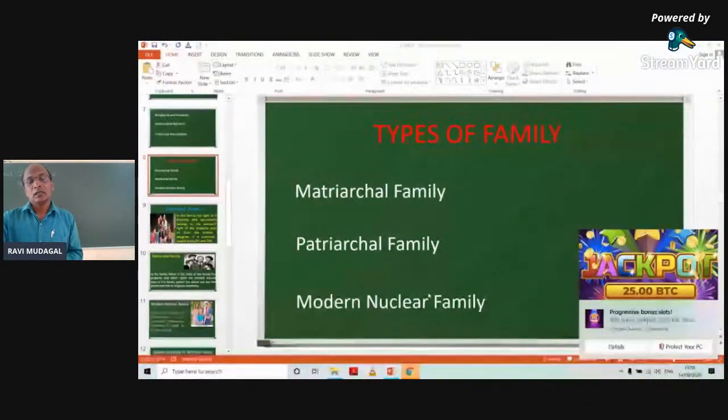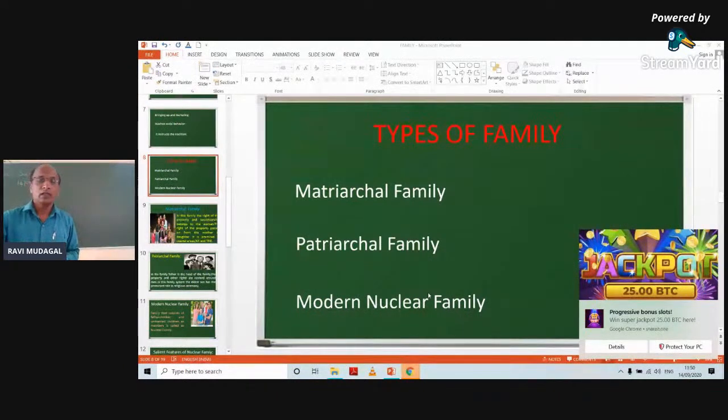Dear children, now we should think about the meaning of these families. What is the meaning of matriarchal family? What is the meaning of patriarchal family? And what is the meaning of modern nuclear family? We need to understand the meaning of the three families. After that, we should know about the meaning of modern nuclear family.